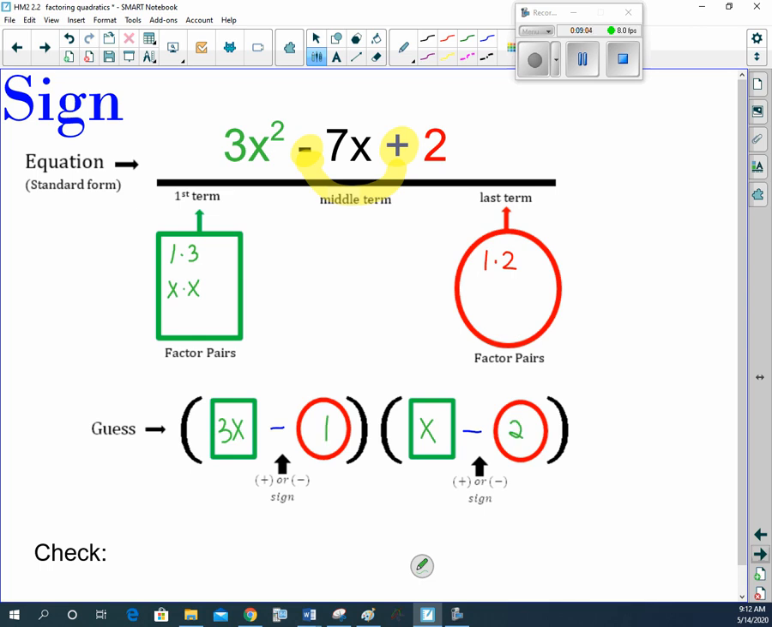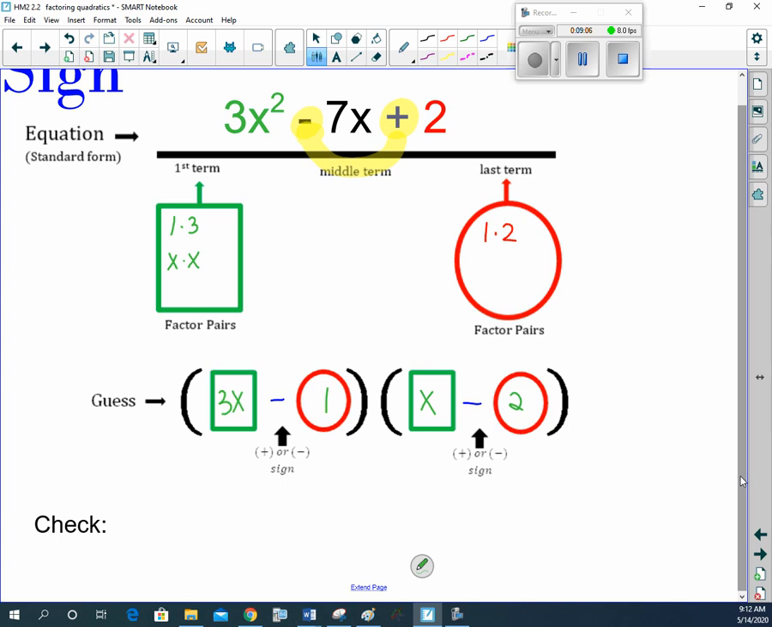Let's do a quick check to make sure that we've got everything in the right spot. So 3x times x is 3x squared. 3x times a -2 is a -6x. A -1 times x is a -1x. And a -1 times a -2 is +2. Combine our like terms. And did we end up with what we originally started with? We did. So what does this factor to? This factors to 3x minus 1 times x minus 2.